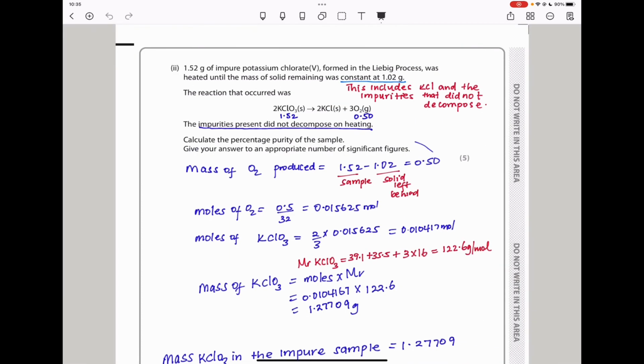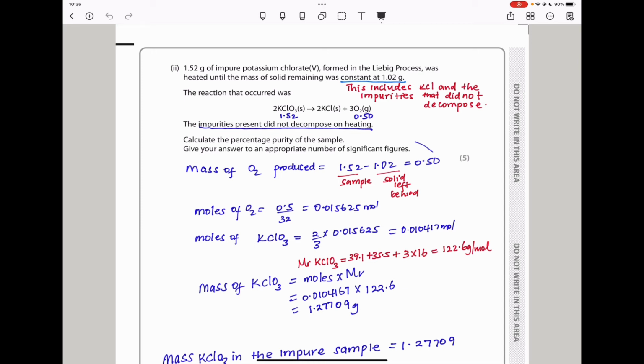Moving on. Here they say 1.52 grams of impure potassium chlorate 5 formed in the Liebig process was heated until the mass of the solid remaining was constant at 1.02 grams. The reaction that occurred is as below. So they say the impurities present did not decompose on heating. Calculate the percentage purity of the sample and give your answer in an appropriate number of significant figures.